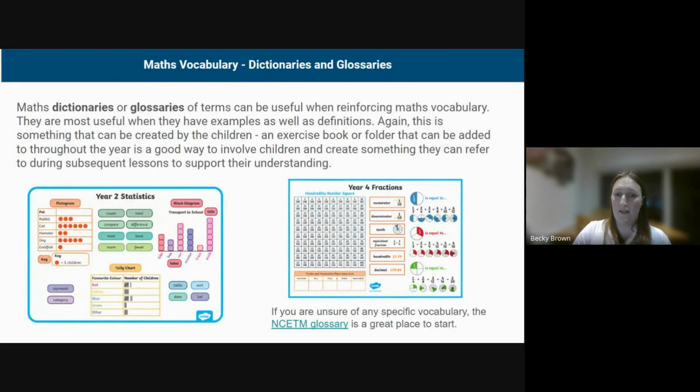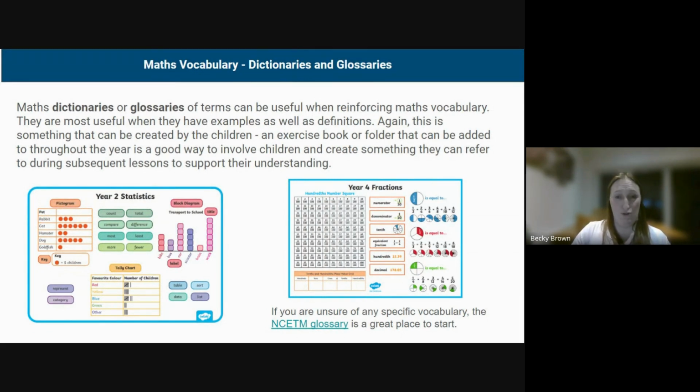If you can make a dictionary, and now is not maybe the time of year to start it, but in September, have an exercise book, create a maths dictionary, create a class one, create your own one, do one with your group or with individual children. If children can put their own examples on a page to explain what a word means, they're more likely to remember it. And then they can refer back to it. It's there. It's not cheating. It's there to help them and support their understanding.